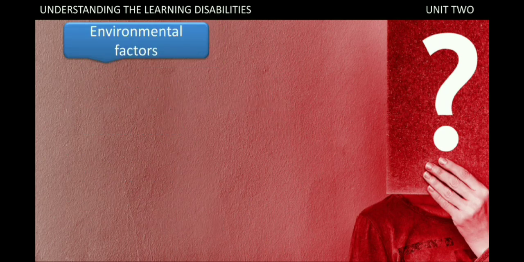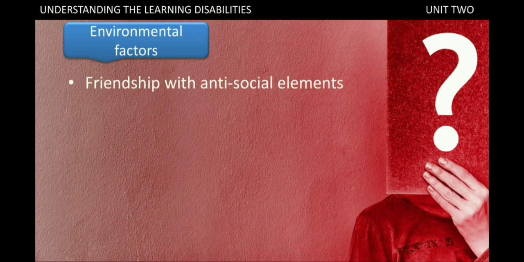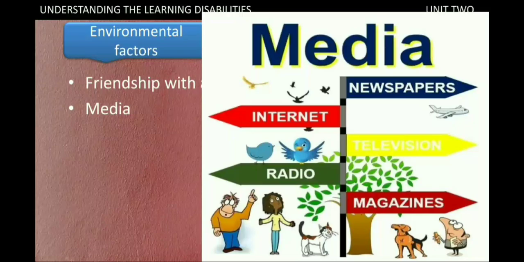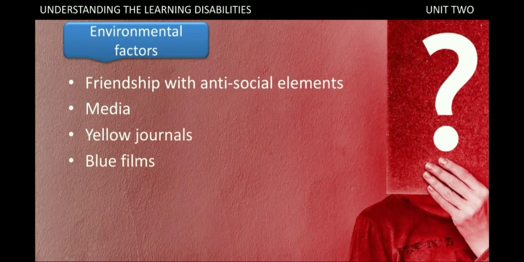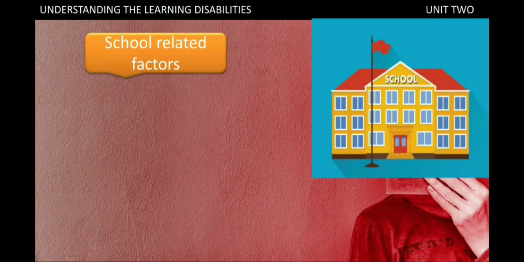Then what are the environmental factors we can see? The friendship with antisocial elements. Then of course the media. Media is there for good as well as for bad. So how they are influenced by the media is a matter. Then of course the yellow journals and blue films will affect their behavior. Almost the crimes they are doing by watching all these kinds of adult videos are increasing day by day.